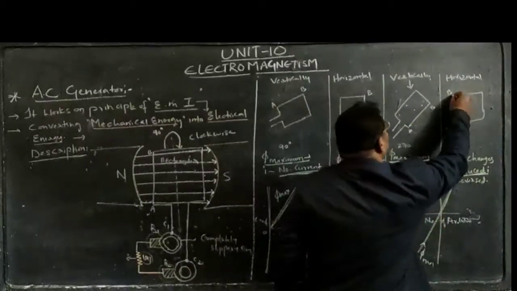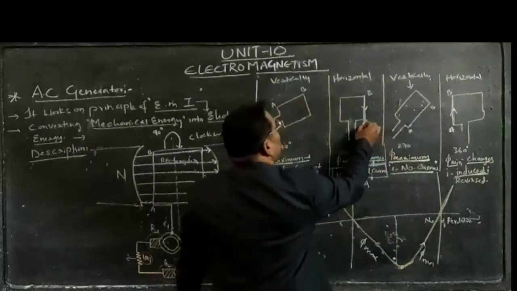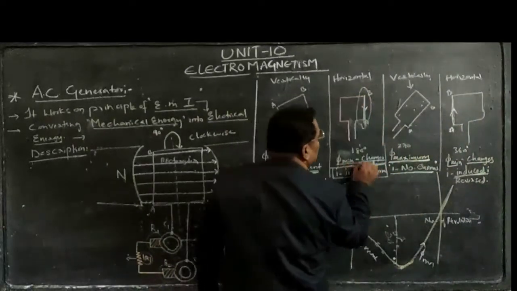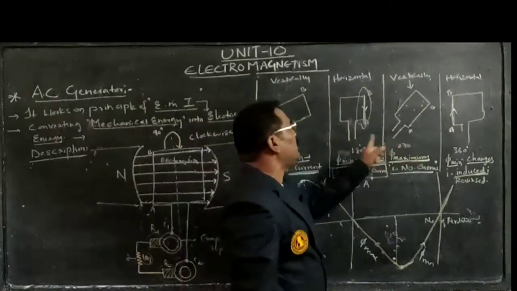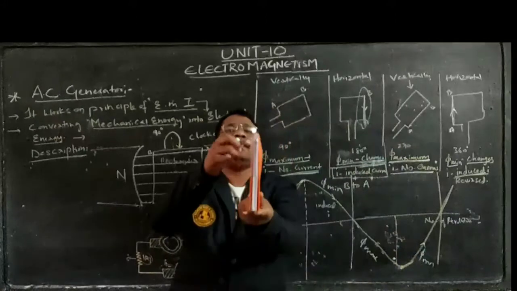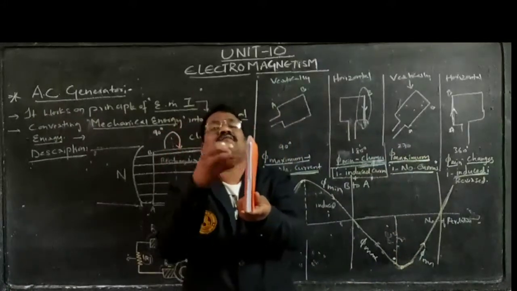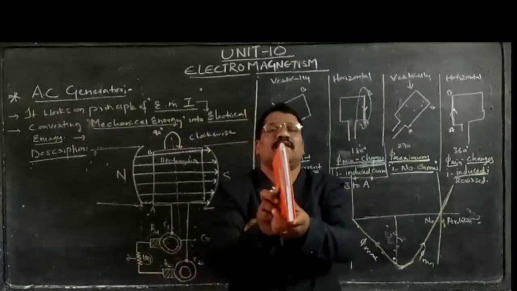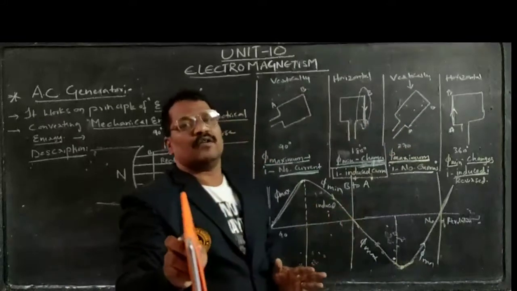Why is induced current produced here? Change in magnetic flux is taking place. Why here? Change in magnetic flux is taking place. But in these conditions, what happened? In the vertical position, the maximum number of magnetic lines of force will pass. Therefore, magnetic flux will be maximum. If magnetic flux is maximum, the current flowing through the circuit will be equal to 0.